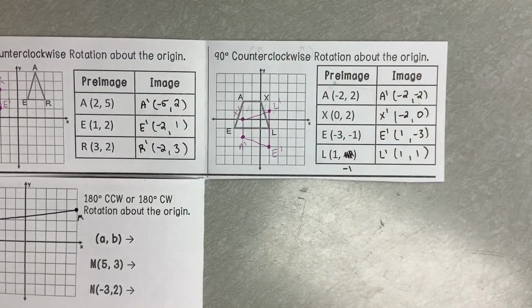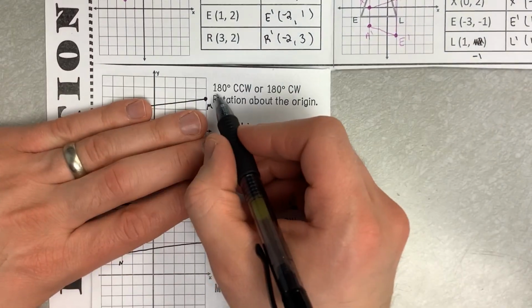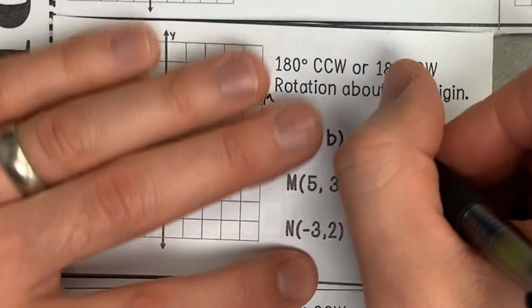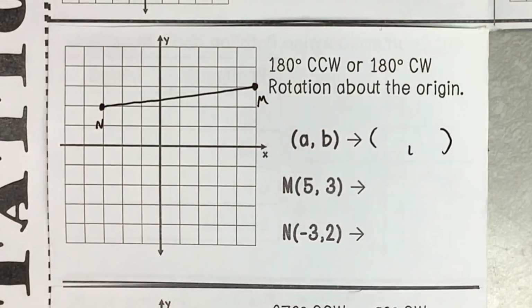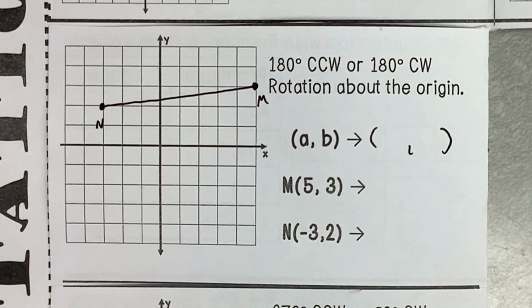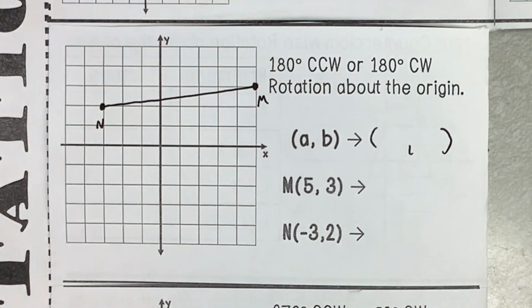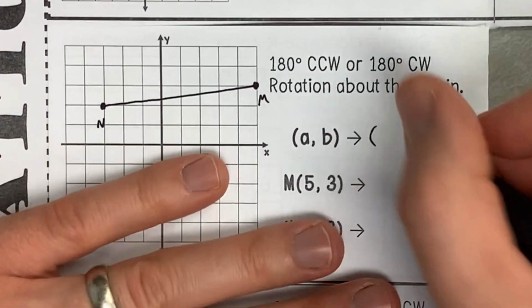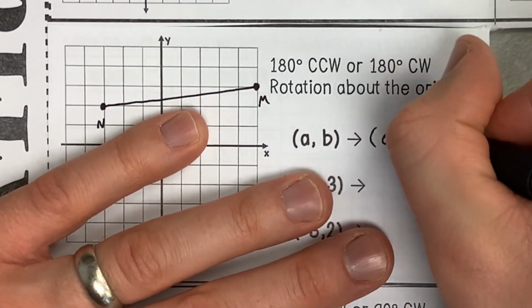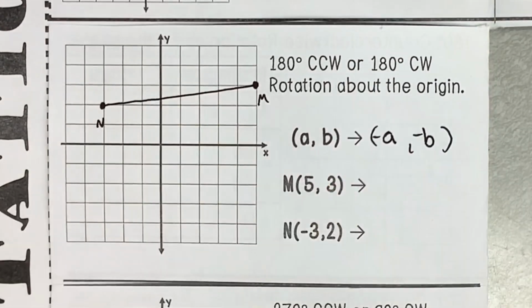Now let's jump into rule number 2. This is a rule for if you do 180 counterclockwise or 180 clockwise. Again, both these share the same rule because if you were to do either one of these to one point, line, triangle, quadrilateral, whatever, it'll end up in the same spot. So what we gotta do is this. If you have a point A, B, or X and Y, right, you're gonna keep them in the exact same spots, but you're gonna take the opposite of both, okay? So that's all you do.